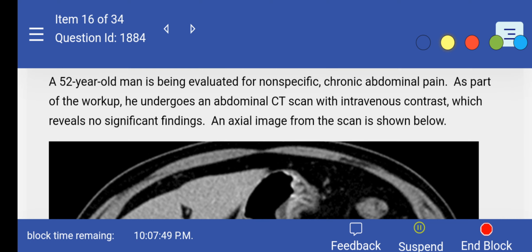Okay. Now moving to question number 16. A 52-year-old man is being evaluated for non-specific chronic abdominal pain. As part of the workup, he undergoes an abdominal CAT scan with IV contrast, which reveals no significant finding. An axial image from the scan is shown below.